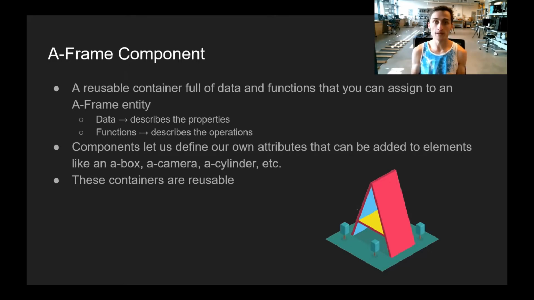So a good example of this is maybe you want to have data logging capabilities for your A-frame scene. So maybe for research, you want to log the position and the rotation and maybe even the speed of your object throughout the duration of your experiment. So what you would do is define a component and give it an operation to log data and then maybe save that data to a CSV or an Excel file on your computer. So again, you can add these things to all sorts of things like an a-box, an a-camera, an a-cylinder, even just an a-entity. You can even make one for your a-scene.